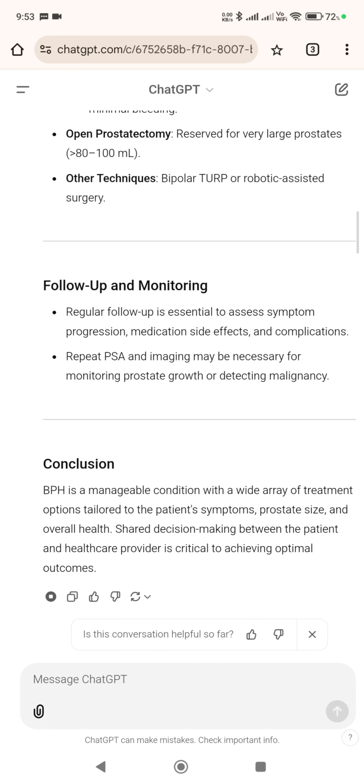Follow-up and monitoring. Regular follow-up is essential to assess symptom progression, medication side effects, and complications. Repeat PSA and imaging may be necessary for monitoring prostate growth or detecting malignancy. Conclusion: BPH is a manageable condition with a wide array of treatment options tailored to the patient's symptoms, prostate size, and overall health. Shared decision-making between the patient and healthcare provider is critical to achieving optimal outcomes.